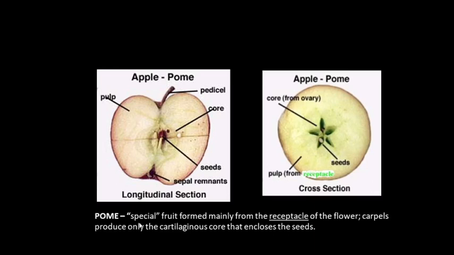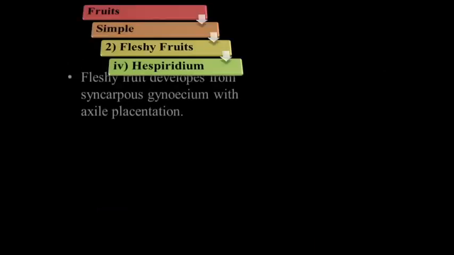The pome is a special fruit formed mainly from the receptacle of the flower. Carpels produce only the cartilaginous core that encloses the seed. The thin membranous structures, the cartilaginous parts, are developed from the part of the ovary.